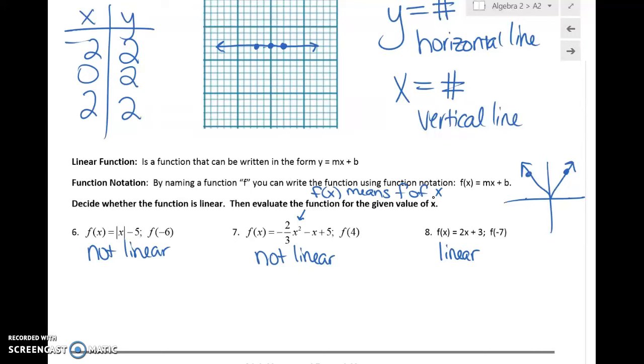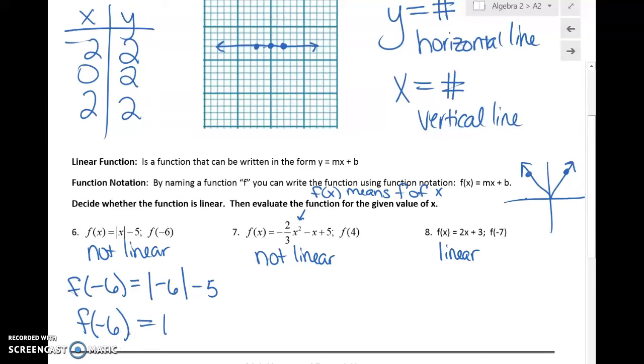So let's do this. They want us to evaluate f of negative 6. F of negative 6 means take the f function, plug negative 6 in everywhere that you see an x. So absolute value of negative 6 minus 5. What is the absolute value of negative 6? 6, and then 6 minus 5 is 1. So we write f of negative 6 equals 1.